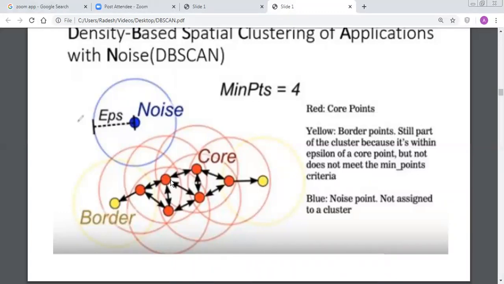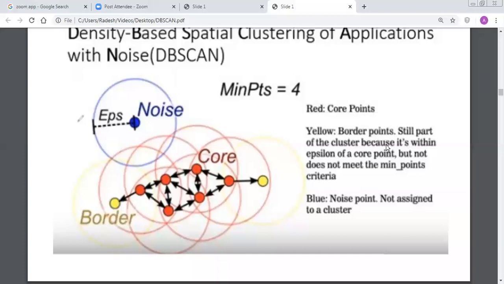Next you take this one. It should satisfy the same thing. Let us draw a circle around this one, and here we have 1, 2, 3, and 4. So it also satisfies the minimum point criteria, and it is called a core point. Like this, you consider any of the red points and check whether it satisfies EPS and the minimum points criteria. If it satisfies both of them, then we call it a core point.